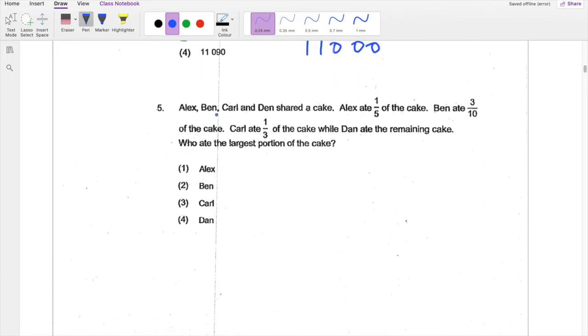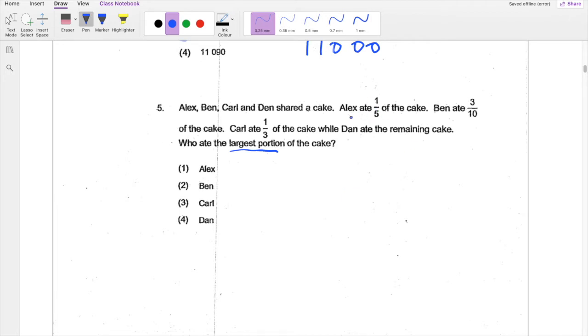So question 5. Alex, Ben, Carl, and Dan shared a cake. Alex ate 1/5 of the cake. Ben ate 3/10 of the cake. Carl ate 1/3 of the cake, while Dan ate the remaining cake. Who ate the largest portion? So here we can see the ratio of each person according to the whole cake, right?